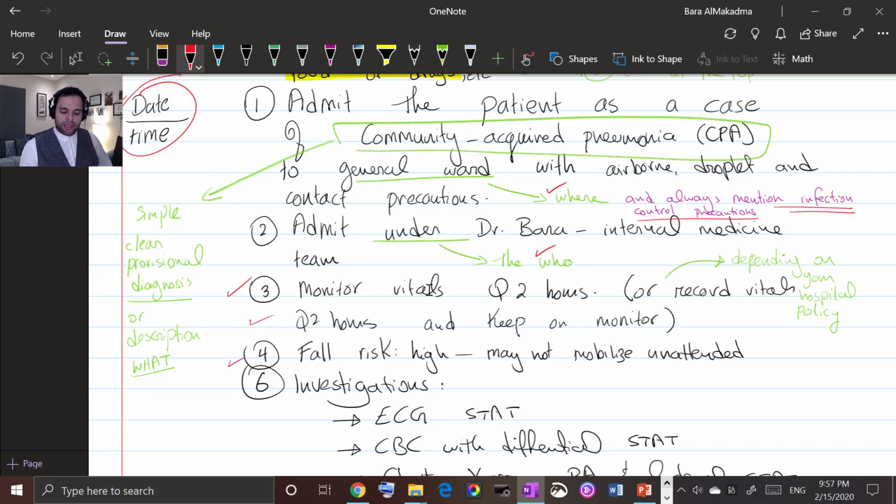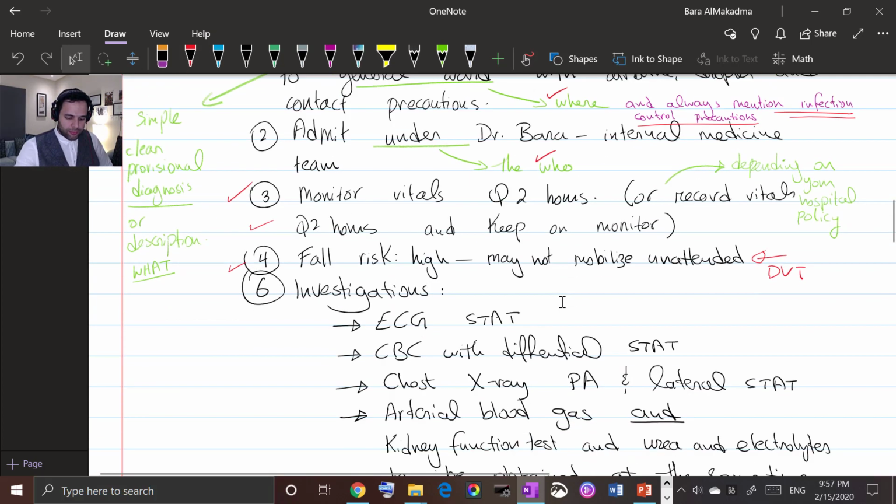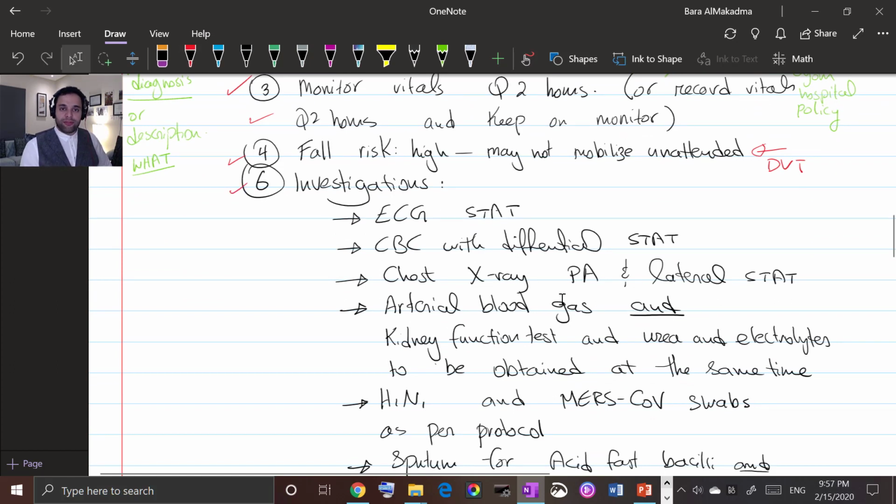I'm going to mention fall risk immediately there because this is something that can be forgotten. And that's why my first treatment order will always be DVT prophylaxis, but I'll show you that after the investigation. And then my number 6 will always be investigation. It's very common for me to write the stat investigations in the order sheet, and then if I have something that needs to be done daily, like a CBC daily or monitoring for renal function, I'll write that at the bottom. So obtain an echocardiogram stat, CBC with differential stat, chest x-ray, posterior, anterior, and lateral stat.